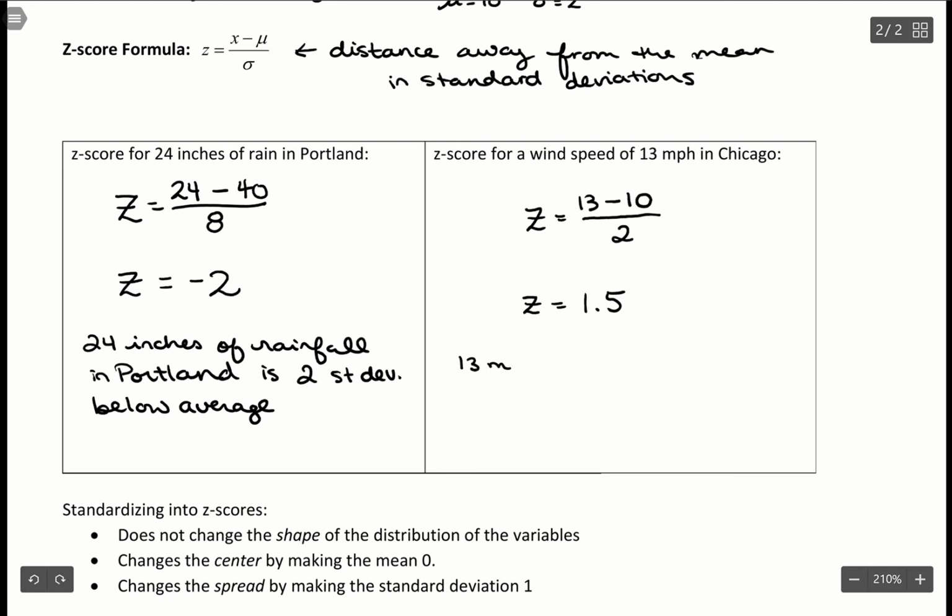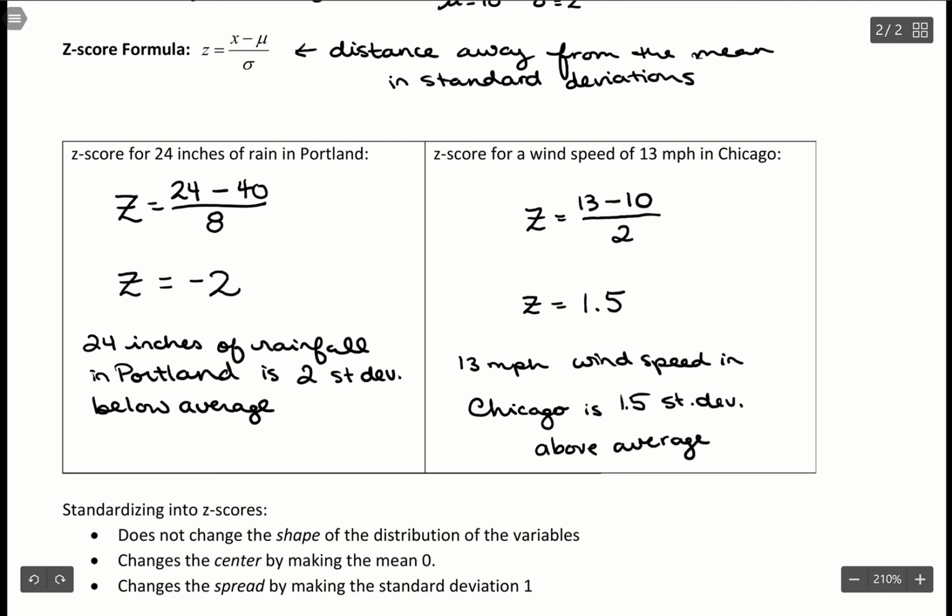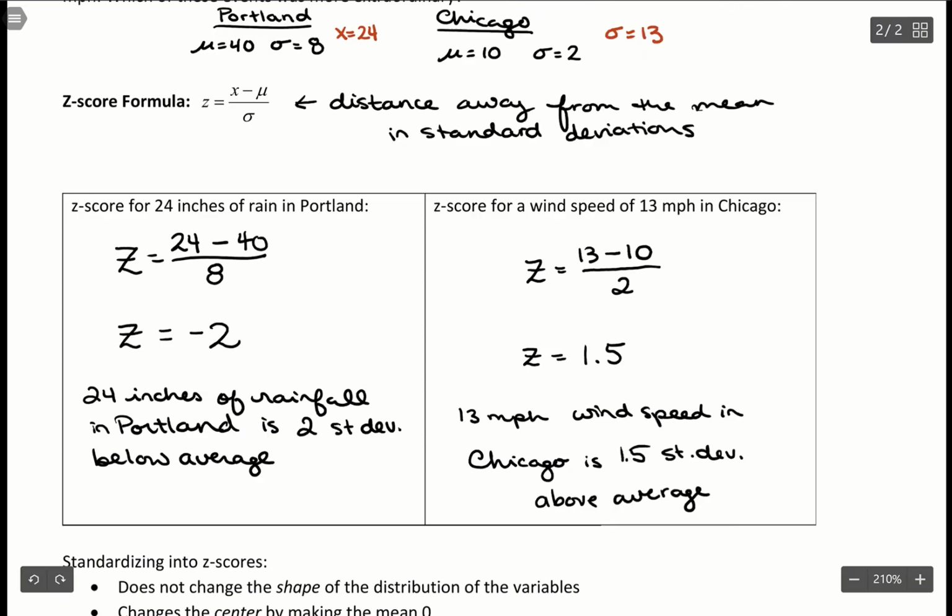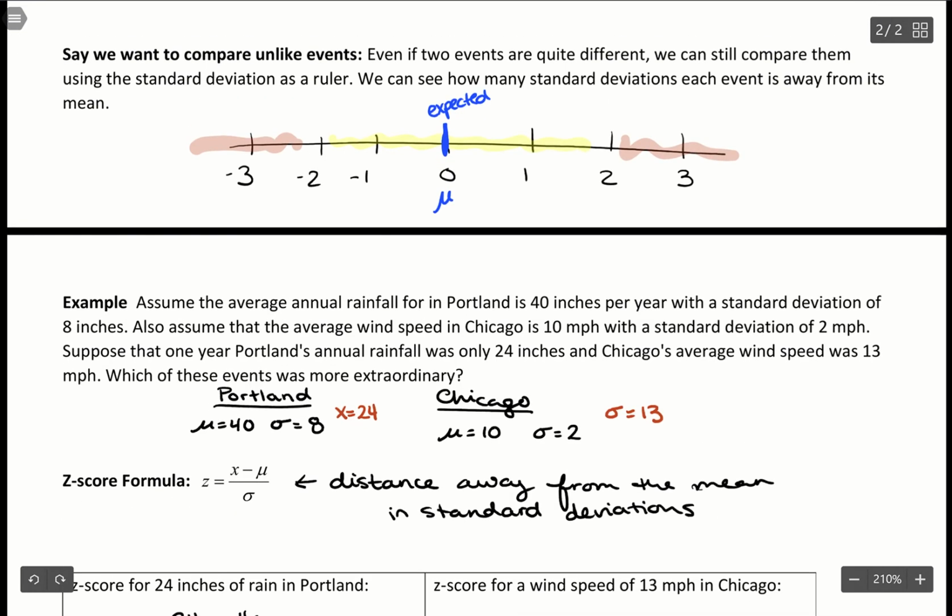So 13 miles per hour wind speed in Chicago is 1.5 standard deviations, in this case above average, since it's positive. So now trying to figure out which is more extraordinary, which is really just looking for which was furthest from what was expected. If we go back to that number line we were making, we can see where our results are landing. So Portland landed at -2.